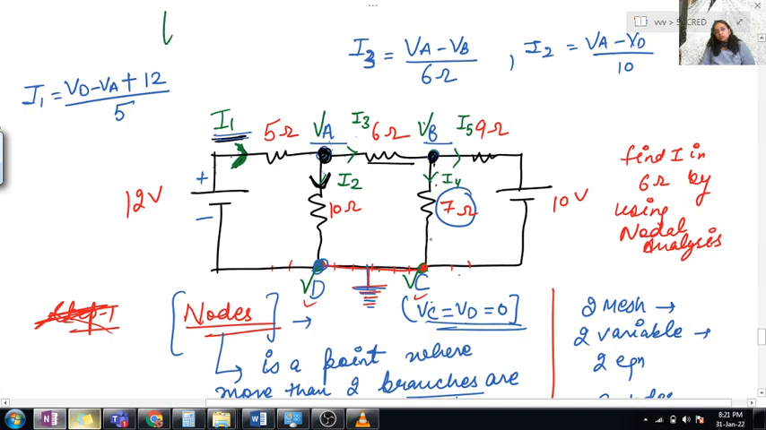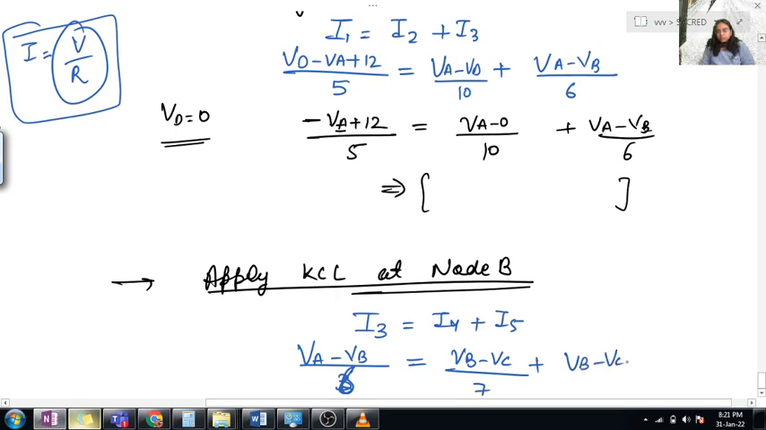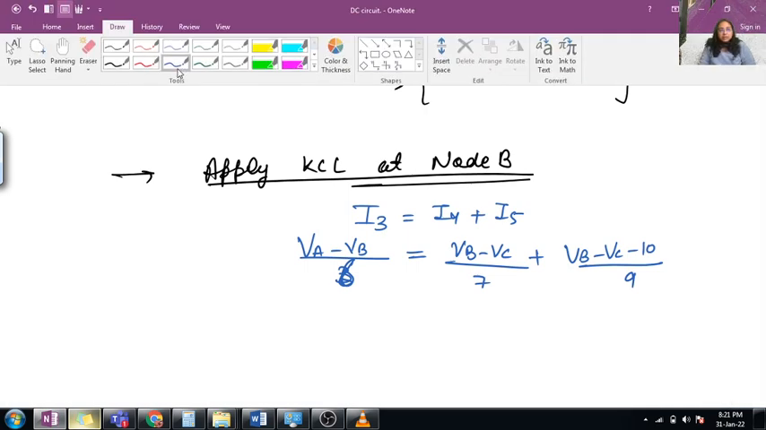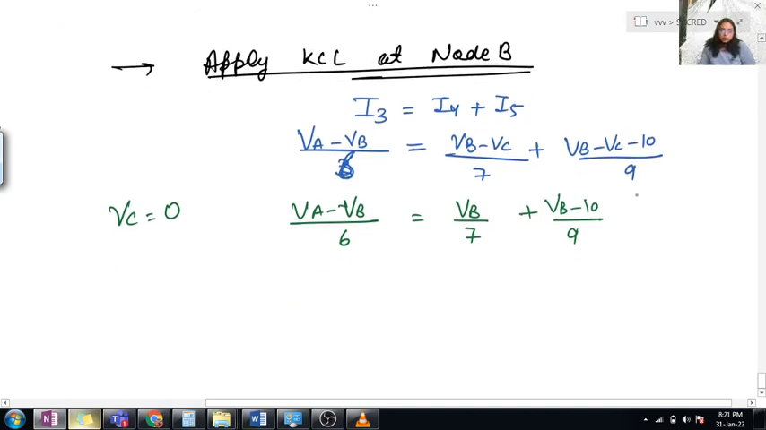Plus I5. Now tell me, which node is I5 moving from and to? Again B to C. So we will mark VB minus VC, and in between there is a battery sign, that is negative. We'll always consider the second sign of the battery, so that would be negative. So VB minus VC minus 10 divided by resistance. Similarly, we can put VC equal to 0. Then the equation would be VA minus VB by 6 equal to VB divided by 7 plus VB minus 10 divided by 9. Okay, clear?